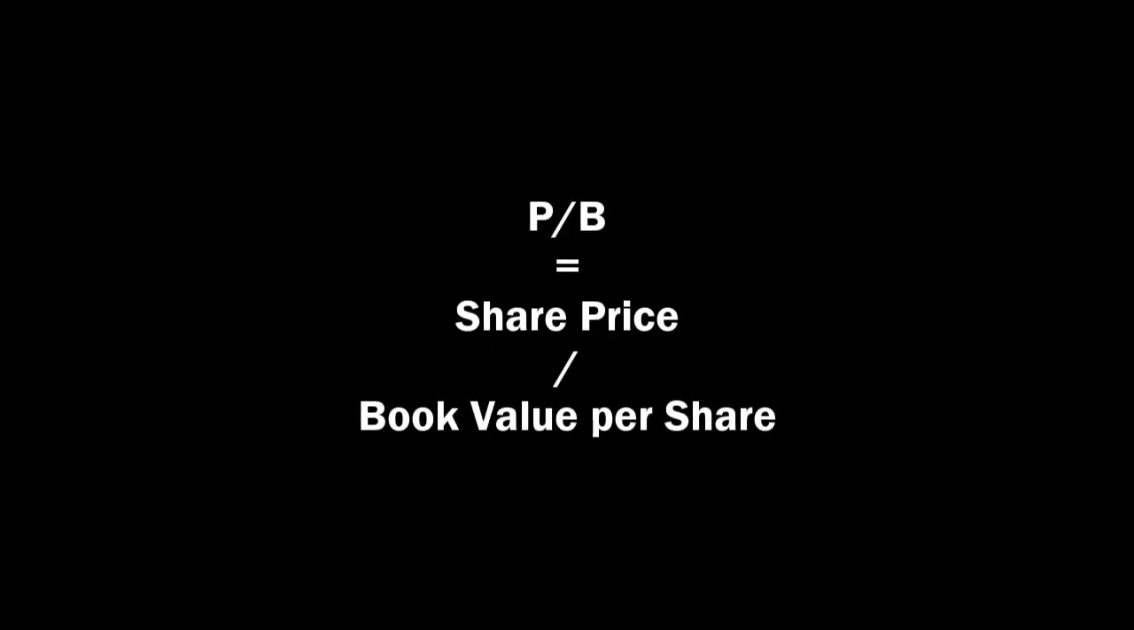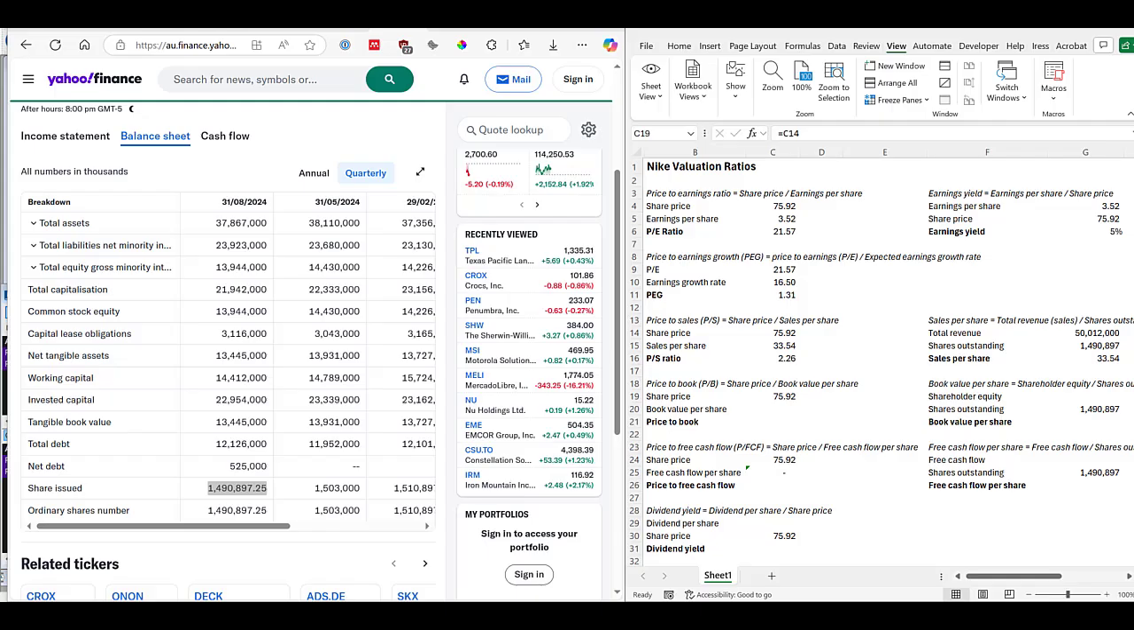Our next ratio tells you how much you are paying for the shareholders' equity. It's the price to book ratio. The price to book ratio equals the share price divided by the book value per share. We have the share price, but we need to calculate the book value per share. Book value per share equals shareholder equity divided by shares outstanding.